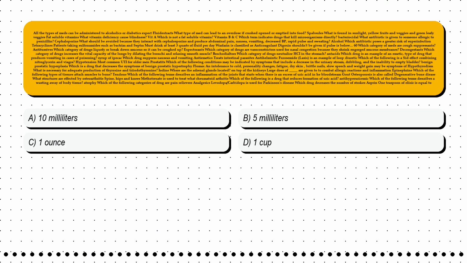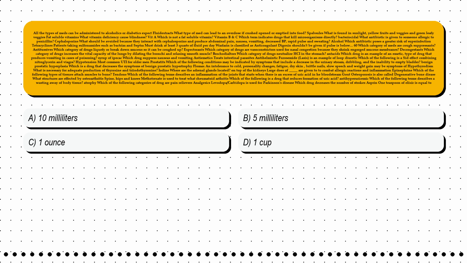Question 358. All types of meds can be administered to alcoholics or diabetics. Expect fluid extracts. What type of med can lead to an overdose if crushed, opened, or emptied into food? Capsules. What is found in sunlight? Yellow fruits and veggies and green leafy veggies. Fat-soluble vitamins. What vitamin deficiency causes blindness? Vitamin A, which is a fat-soluble vitamin. Which is not a fat-soluble vitamin? Vitamin B and C. Which term indicates drugs that kill microorganisms directly? Bactericidal.